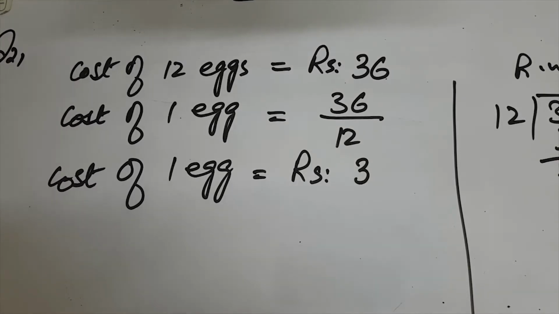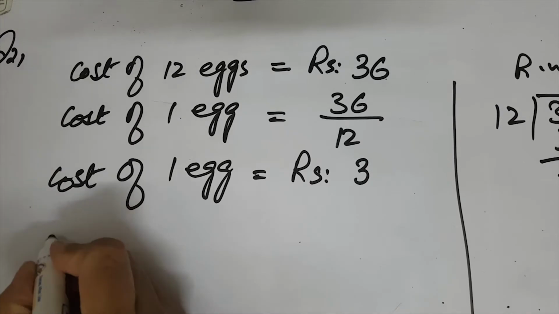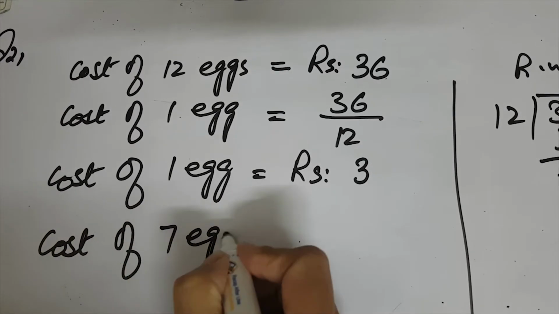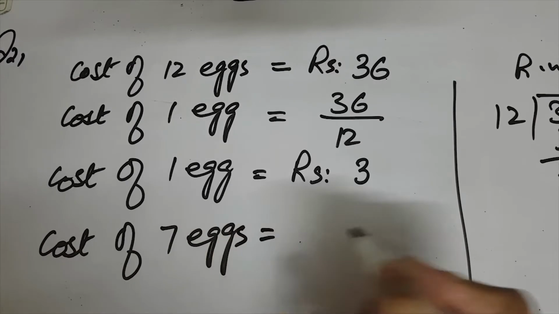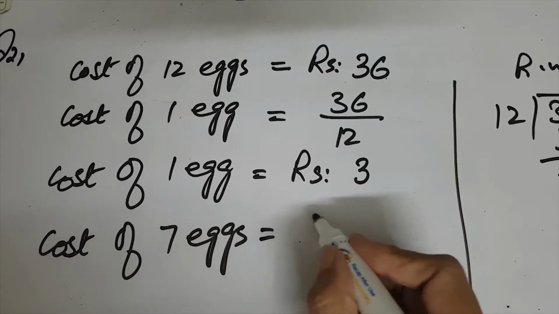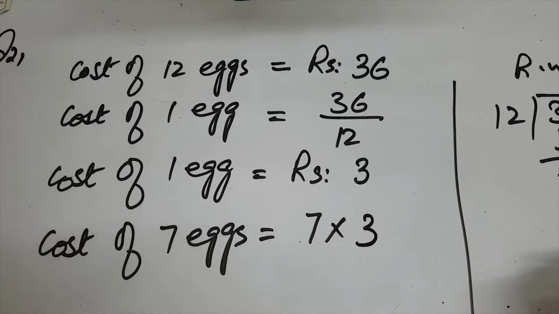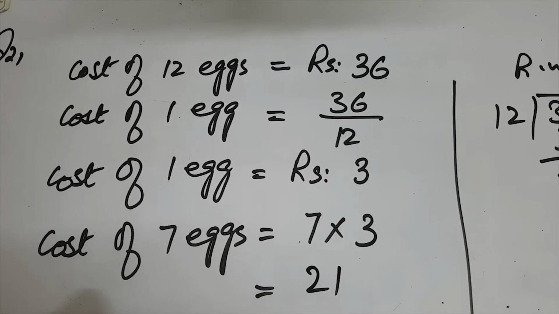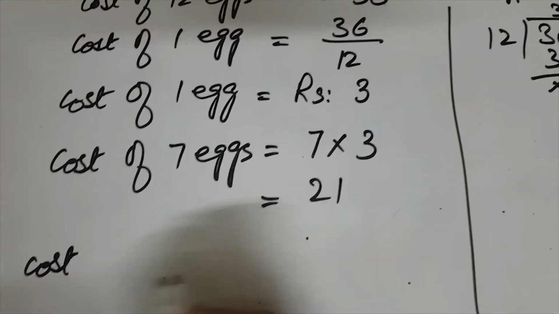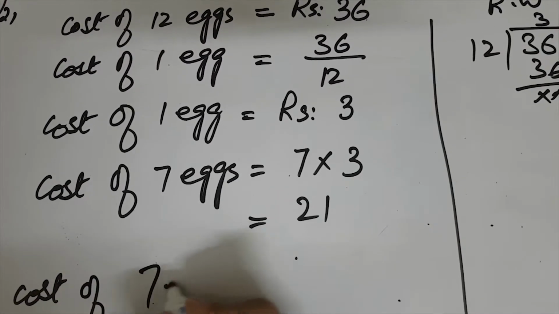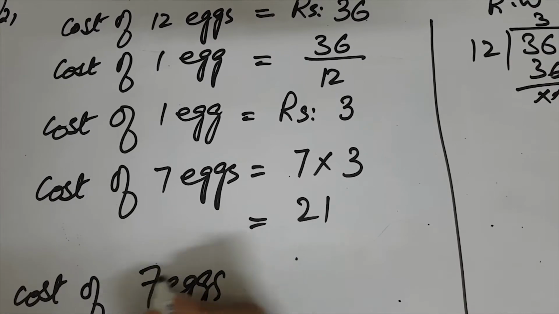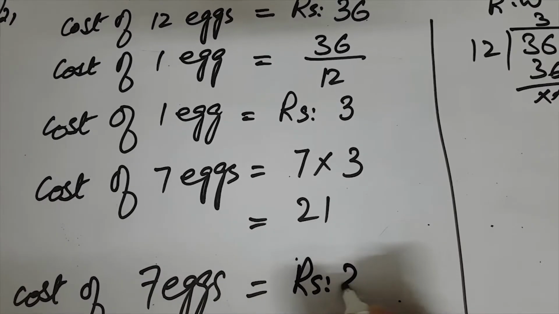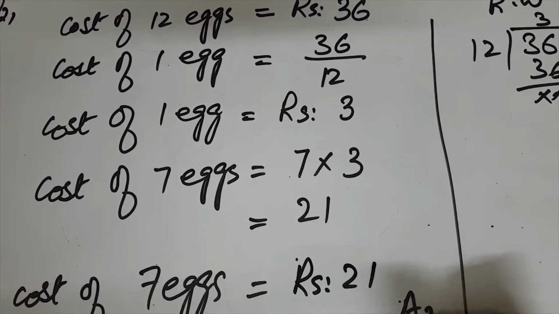Now the book is asking for the cost of 7 eggs. This is to be found out. Cost of 7 eggs is cost of 1 multiplied by 7. 7 multiplied by 3 gives you 21. So cost of 7 eggs is rupees 21. This is the answer.